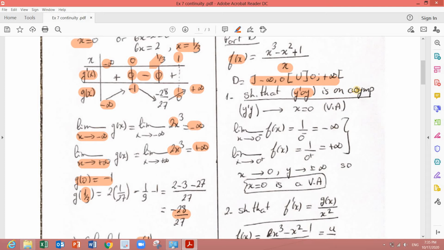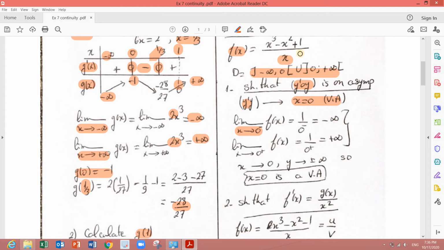The y-axis is of equation x equal to 0. We are going to show it is a vertical asymptote. The y-axis is x equal to 0, the x-axis is y equal to 0. To prove a vertical asymptote, I have to find the limit as x tends to 0 minus. I replace x by 0 in the function. I get 1 over 0 minus, so it is minus infinity.